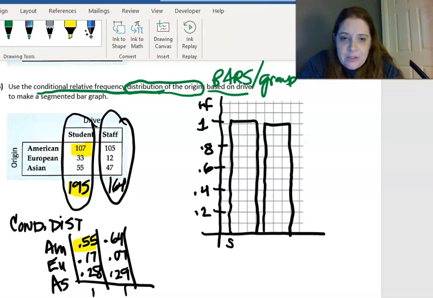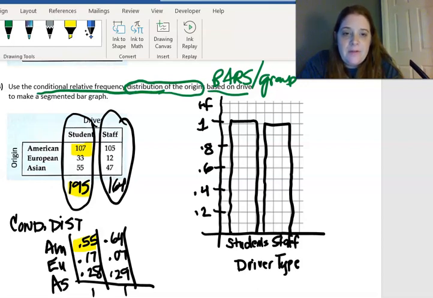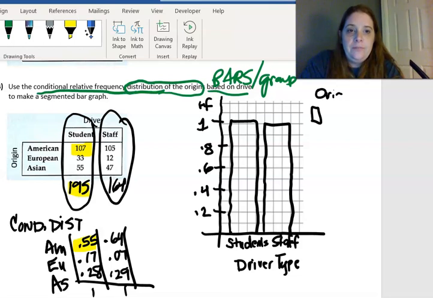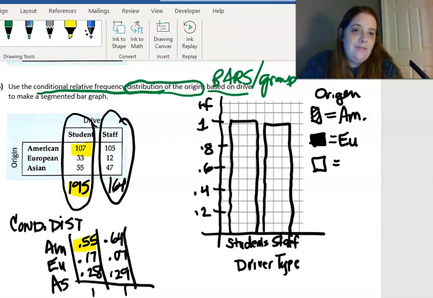All right, and then I'm going to have students and staff. And then I'm going to label that this is the type of driver. Okay, got my variable labeled down there. I'm going to go ahead and make my key. I need 3 categories. For the American-made cars, I'm going to put little stripes. We'll make European-made cars solid, coloring those in. And finally, the Asian-made cars, we'll leave blank. That'll be whatever's left over. Okay, so there's our origins.